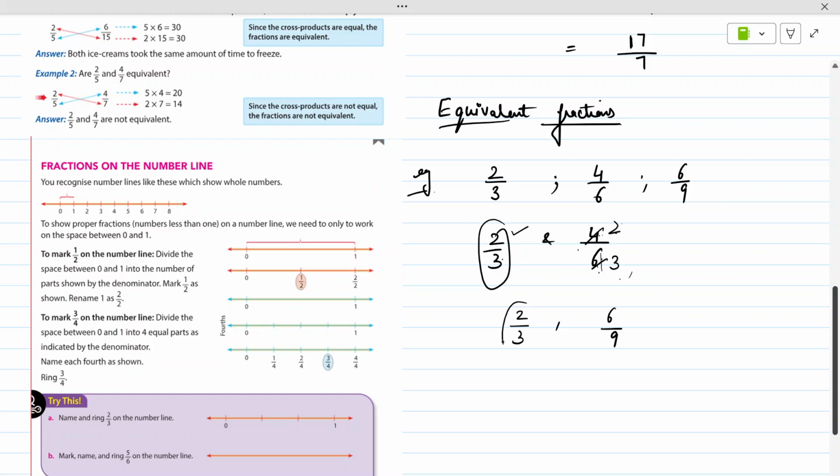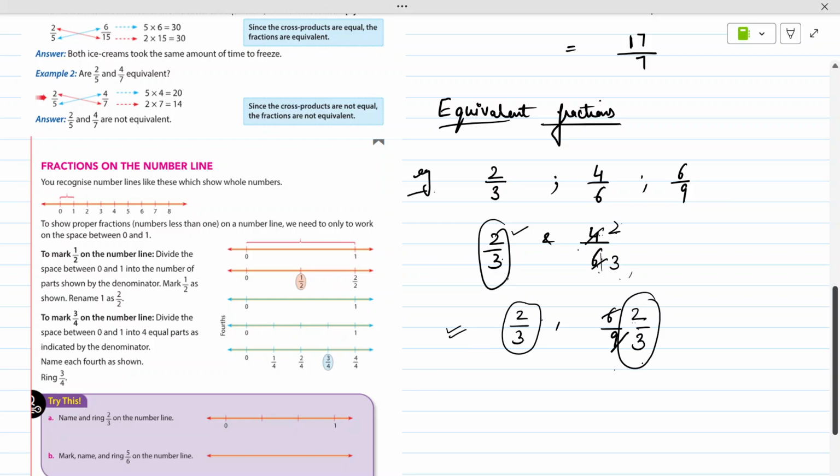Now 2 by 3 is already in its simplest form. There is no such number which is a factor of both of these. Both of these are prime numbers. So it cannot be reduced further. But if you see 6 by 9, then we know that there is one number which is a factor of both 6 and 9, right? And that number is 3, right? So what we are going to do is divide both the numerator and denominator by the common factor, that is 3. So 3 into 2 is 6, 3 into 3 is 9. So what we get here is 2 by 3. 2 by 3 is what? It is the value of this fraction. And if you see both of these, they are same. So they are equivalent fractions.